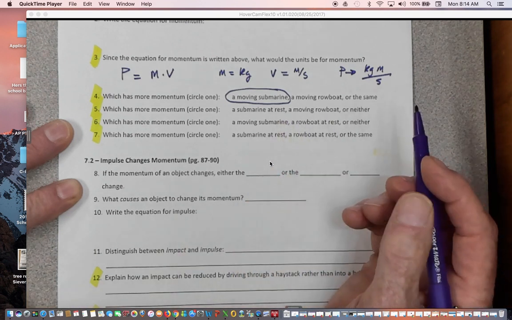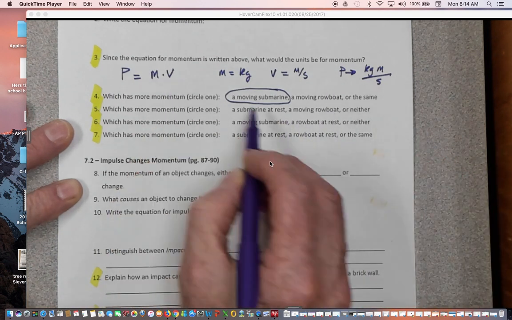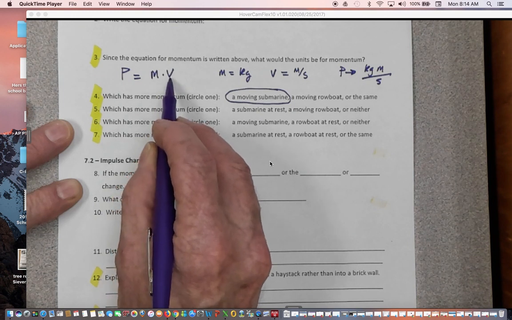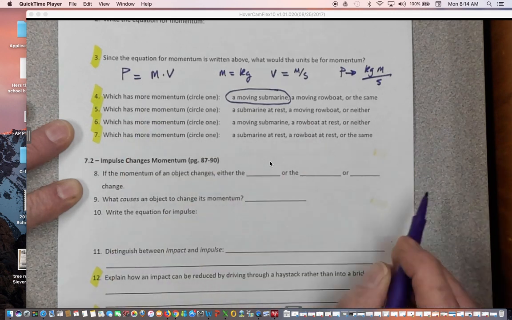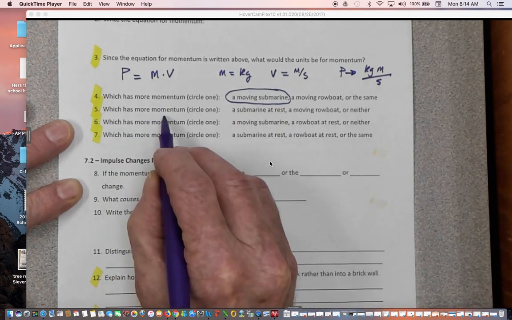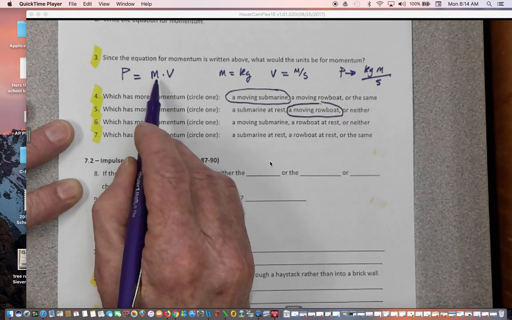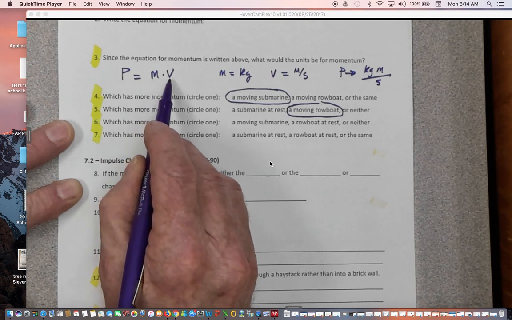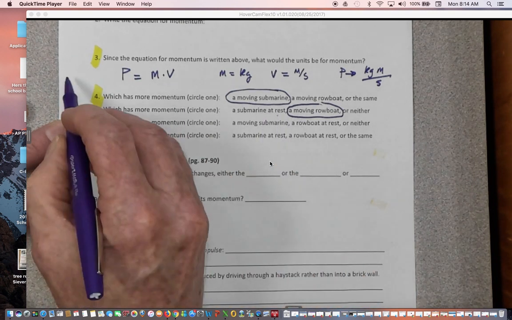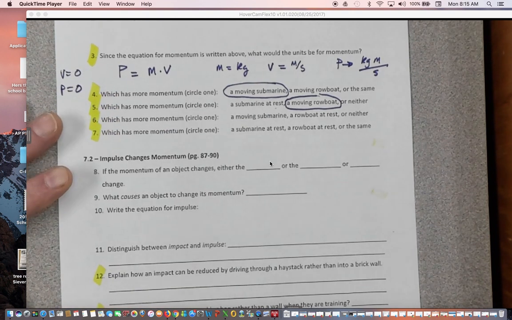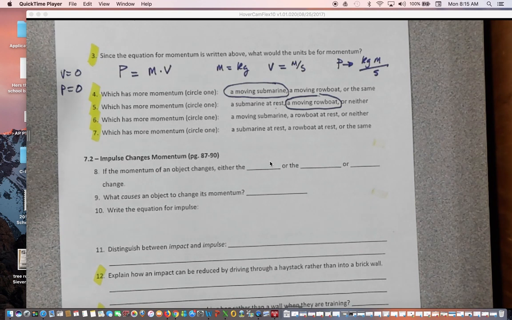So what determines momentum? First, if you don't have a velocity, you have no momentum. I don't care how large of an object you are. Second, if you have the same velocity, whoever has the most mass. In this one, the rowboat would be moving, even though it's a smaller mass. It has some velocity. Any velocity is better than none. So when velocity is zero, momentum is zero. Please remember that. That'll be a test question.